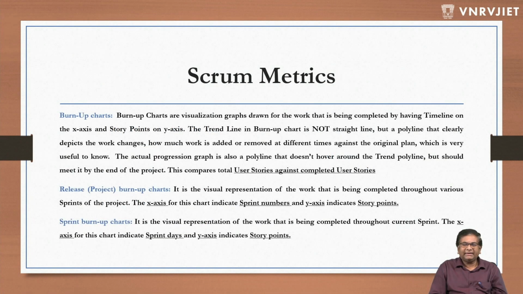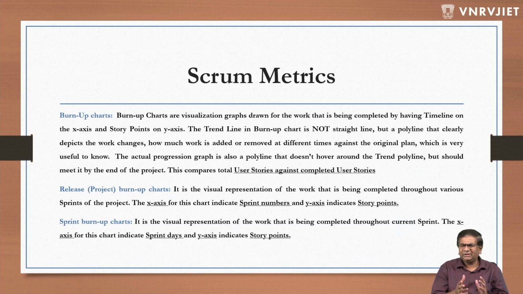Another metric is burn up charts. This is a very interesting chart because most of the tools that product owners or Scrum masters use don't go for burn up charts. Normally, you don't see burn up charts as a thing. The reason is the burn up chart shows if there is any extra work that is added in between. That means management has added more work in between. That is the reason work has increased. So I'll talk about burn up charts. Let's see what burn up charts are.